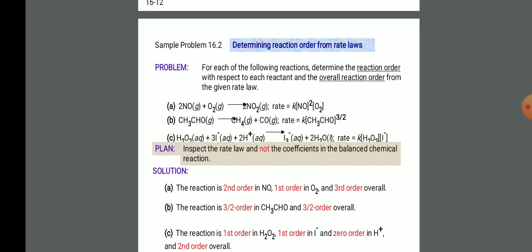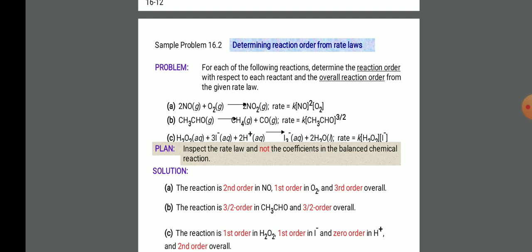And determine the reaction from the rate law. First is the first problem. For each of the following reactions, determine the reaction order with respect to each reactant and the overall reaction order from the given rate law. Firstly, look at the reactants in each rate law.